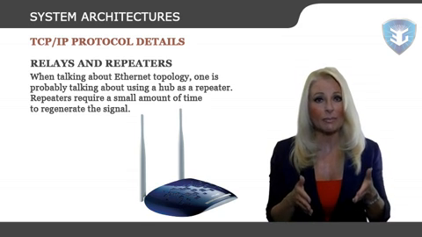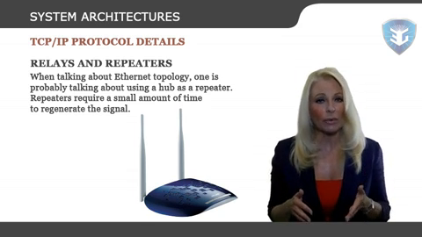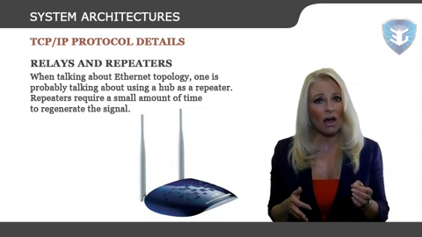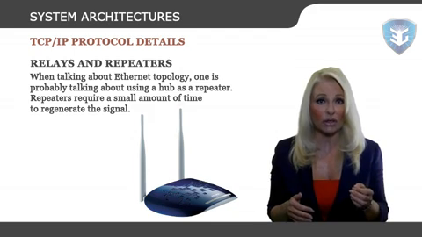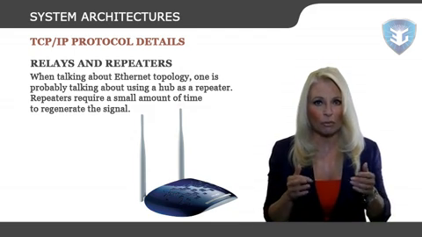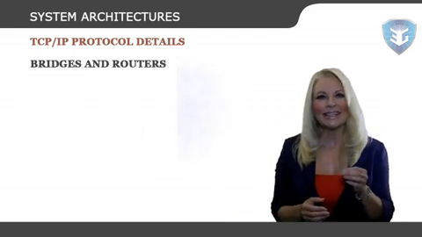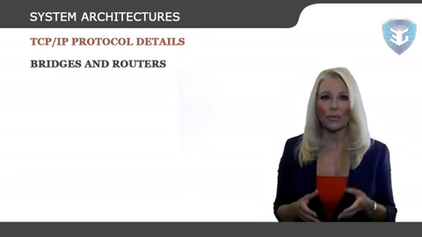Repeaters require a small amount of time to regenerate the signal. This can cause a propagation delay, which can affect network communication when there are several repeaters in a row. Let's now have a look at bridges and routers.